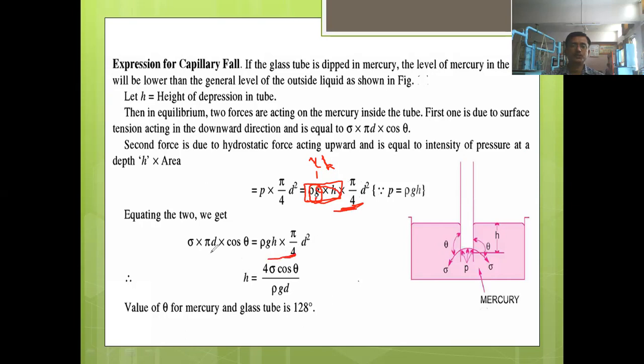Equating this pressure force with the vertical component of the tensile force, that is sigma cos theta into pi into d. So equating this, keep this H on this side only and take the other things on the other side. We will get the equation H is equal to 4 sigma cos theta divided by rho g d, or gamma d. So this is the equation.